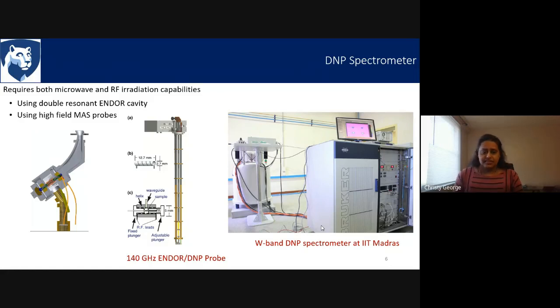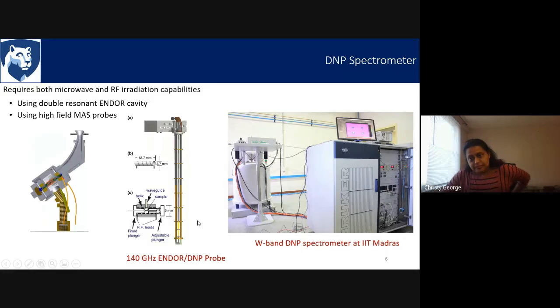Now, in magnetic resonance, a resonator or a cavity or a probe refers to that part of the spectrometer which delivers the microwave or the RF power to the sample and picks up the signal that is coming from the sample and sends it to the rest of the electronics for amplification and detection.